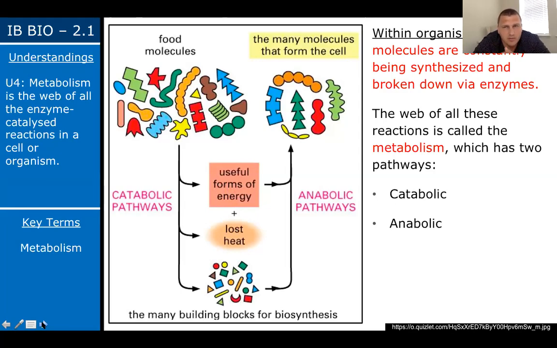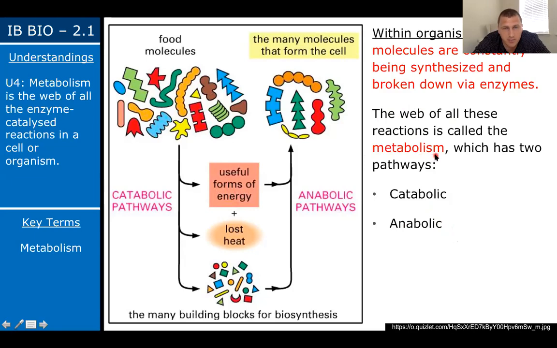This totality of chemical reactions basically has two pathways. So with metabolism, there are two ways that our body actually does metabolism. The first one is catabolic. The second one is anabolic. If you've heard of anabolic steroids or things like that, we'll talk about what that means. But all the reactions in our body together are called our metabolism.